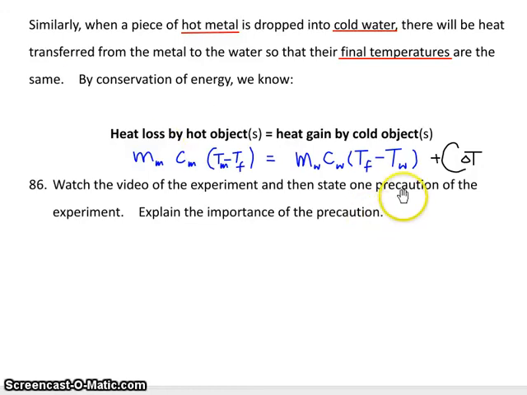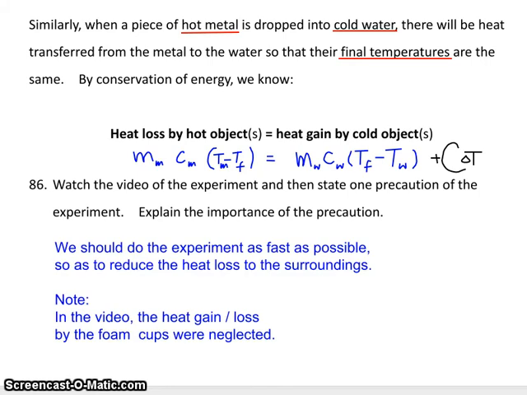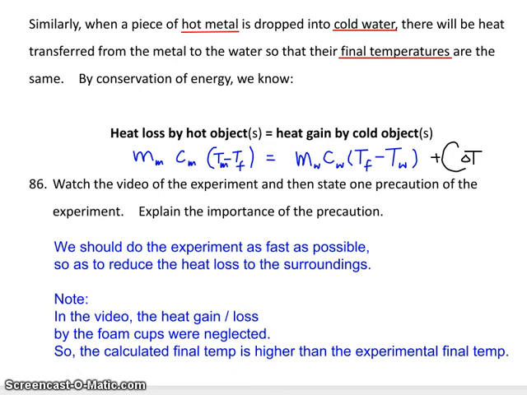So, any idea about the precaution of the experiment? The answer is, we should do the experiment as fast as possible, so as to reduce the heat loss to the surroundings. Otherwise, there will be a lot of heat lost to the surroundings, and so the heat loss by the hot object may not equal the heat gain by the cold object. By the way, in the above video, we did not calculate the heat gain or heat loss by the foam cups. So the calculated final temperature will be higher than the experimental value. Now please copy that down.